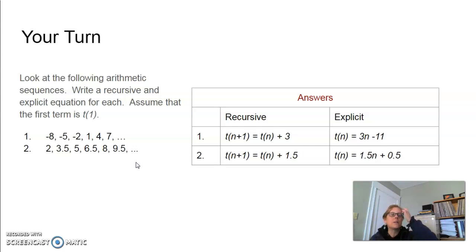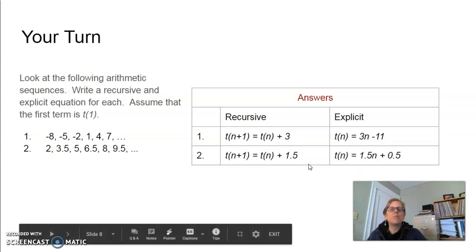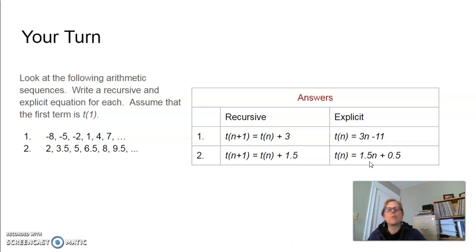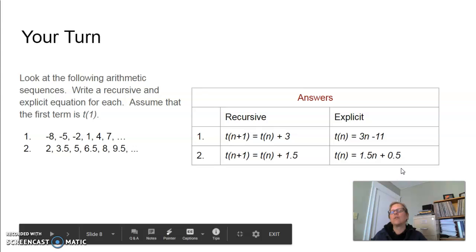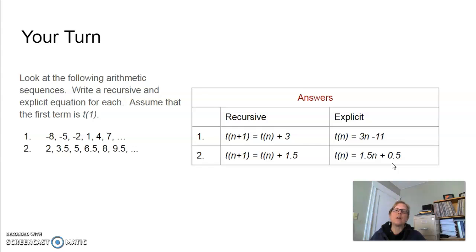Same here for the second one, same idea. I just added 1.5 each time. So t of n plus 1 is the same as t of n plus 1.5. Note that's also the slope. So for my explicit equation, I'm just putting the slope right here, same as the sequence generator. But then I had to go back again, since this is the first term, and figure out the value of term 0. For term number 0, I'm going to subtract 1.5, so that gave me 0.5. So the value of term 0 is 0.5.